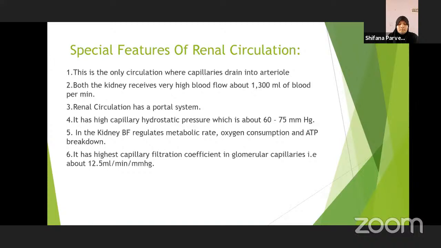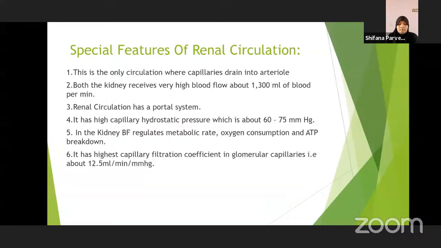The third one is that renal circulation has a portal system. That is, it has two sets of capillaries. One is the glomerular capillaries and another one is the tubular capillaries. The fourth one is that it has very high capillary hydrostatic pressure, about 60 to 75 mmHg. Elsewhere in other organs or circulations, the capillary pressure is about 15 to 25 mmHg. But in the kidney, it is about 60 to 75 mmHg.